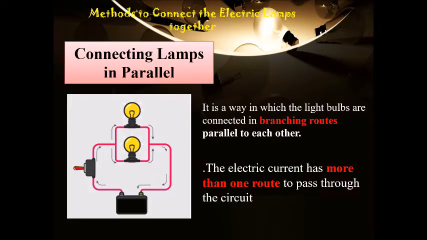Now let's talk about the parallel connection. Can you see it? There are two routes for the electric current to move. So, it is a way in which the light bulbs are connected in a branching route. This is a branch and this is another branch, parallel to each other. The electric current has more than one route to pass through the circuit.